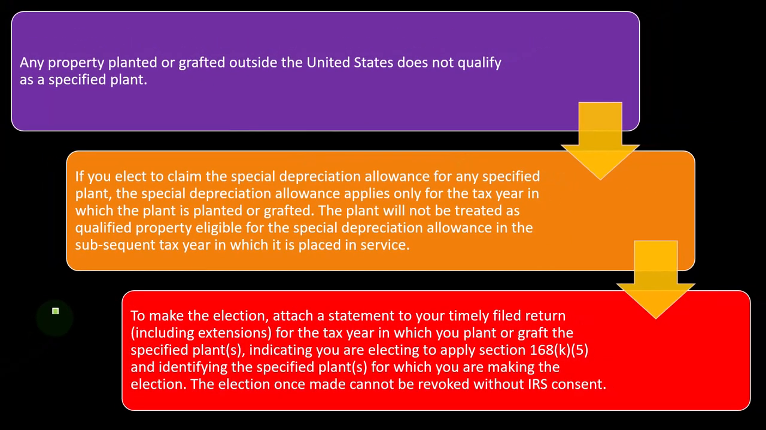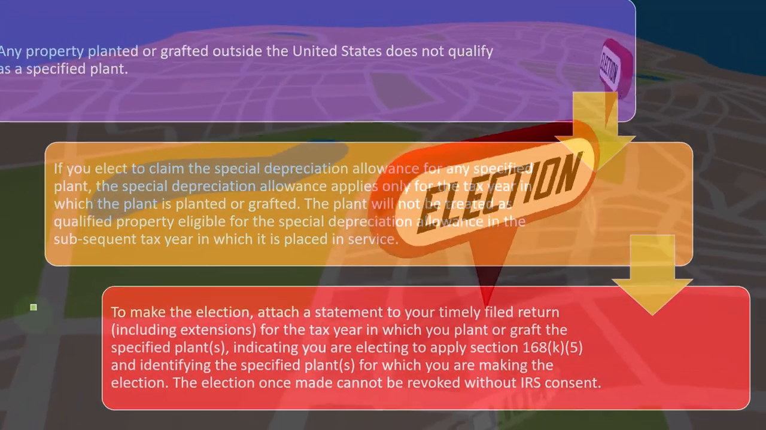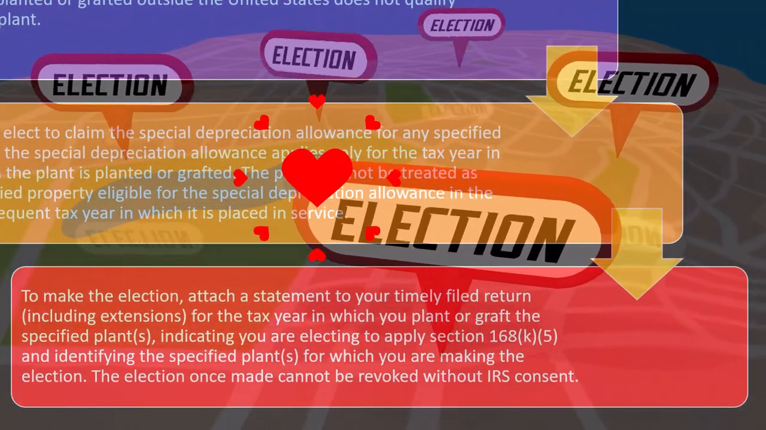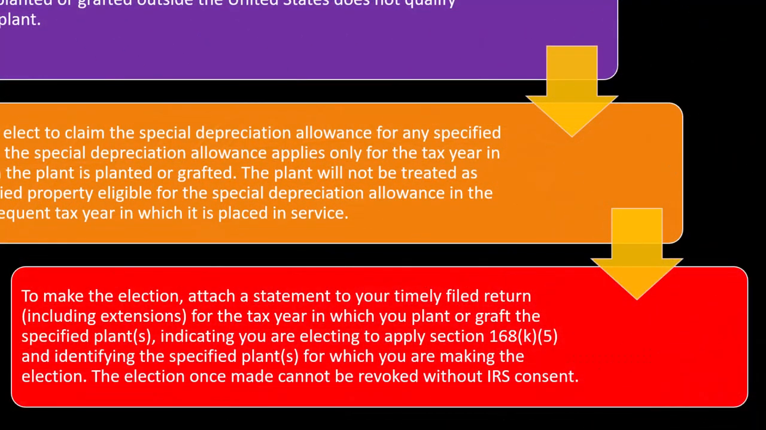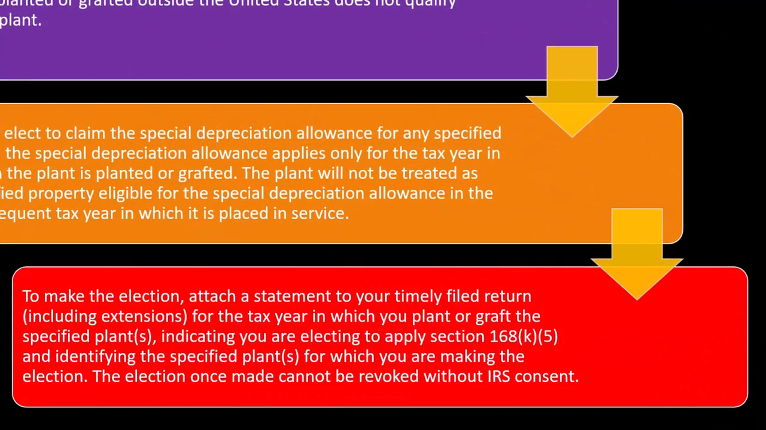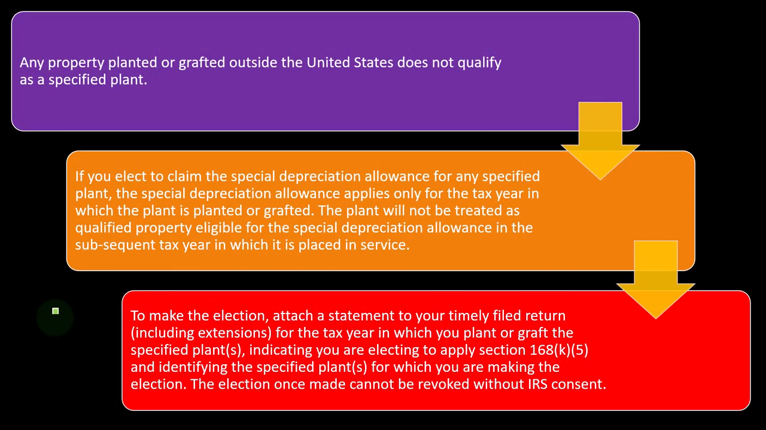So to make the election, attach a statement to your timely filed return, including extensions, for the tax year in which you plant or graft the specified plants, indicating you are electing to apply section 168(k)(5) and identifying the specified plants for which you are making the election. The election once made cannot be revoked without IRS consent.